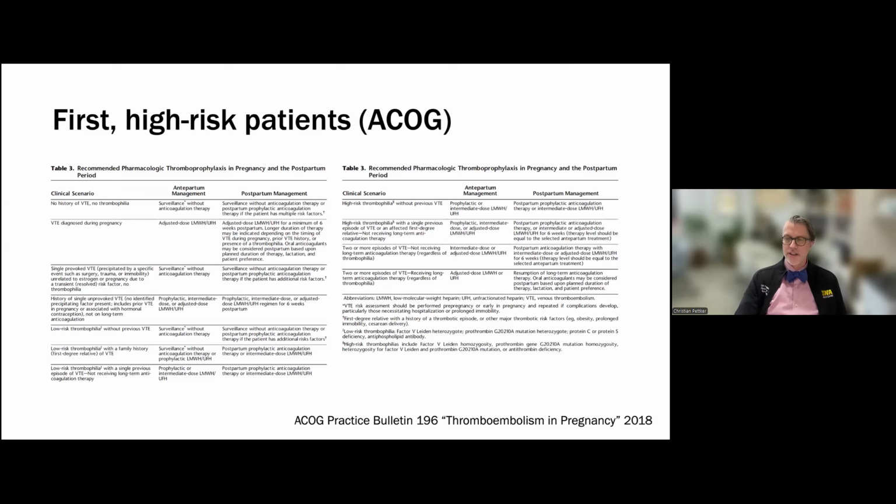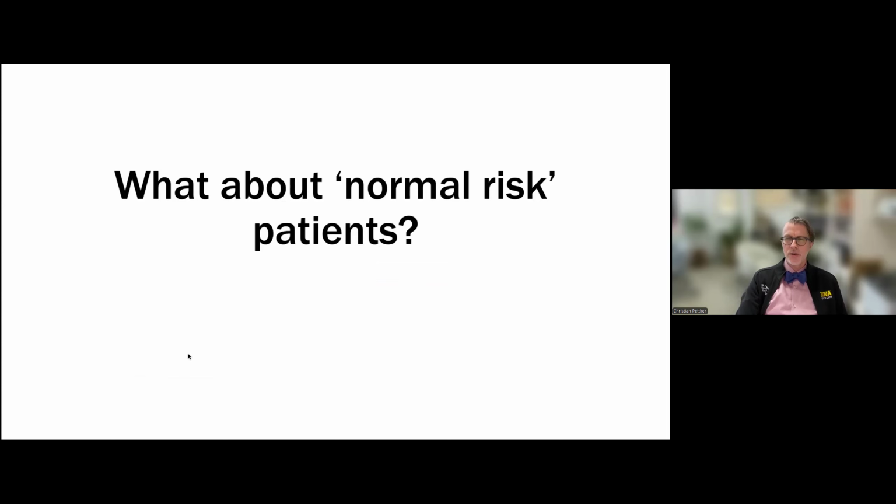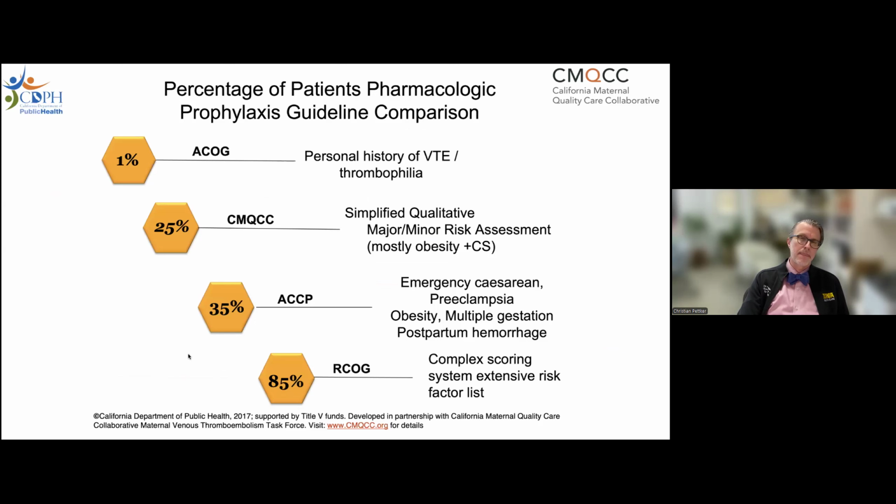But this tool is very useful to have. It comes from ACOG Practice Bulletin 196. So this is the ACOG recommendation around high-risk patients. But what do we do, or what should we do, around normal-risk patients? This is what we see every day: patients who come in and deliver by vaginal delivery or by cesarean delivery. So this goes back to those 4 different classification groups: the ACOG recommendations, the CMQCC recommendations, the ACCP recommendations, and the Royal College recommendations.